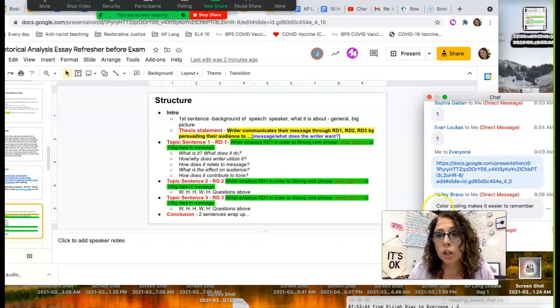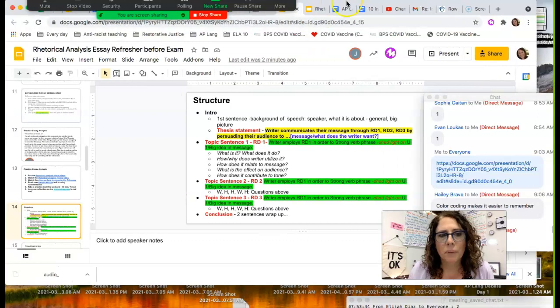Someone said color coding makes it easier to remember information, which is why I'm a very visual person, so I try to do things in color. Maybe my color coding is messing you up, right? I try to do the topic sentences in green. I did the thesis in yellow, the parts of the essay in red. But let me know what you want, seriously, and I will get it to you to help prepare.